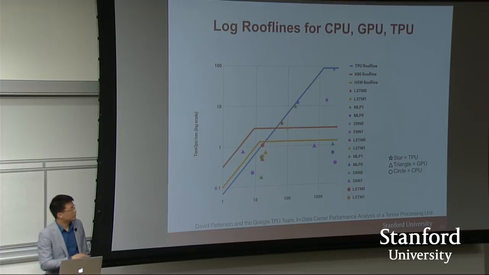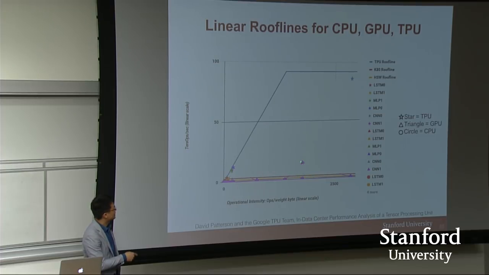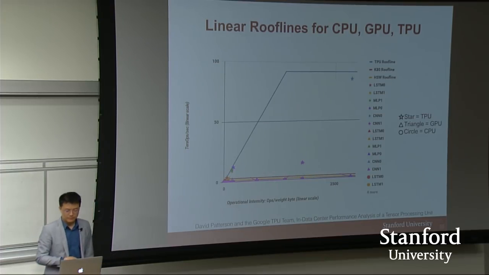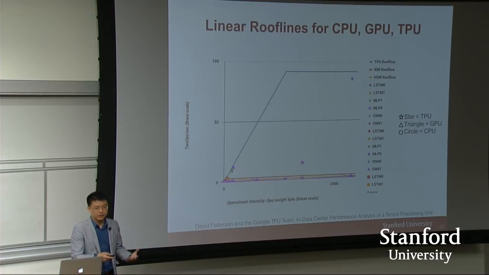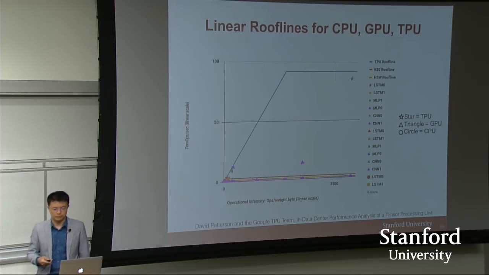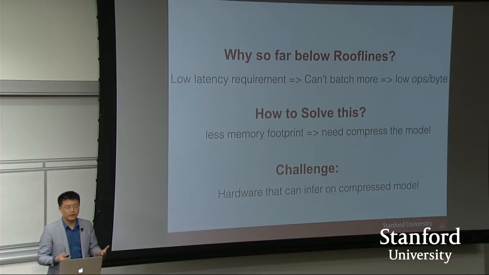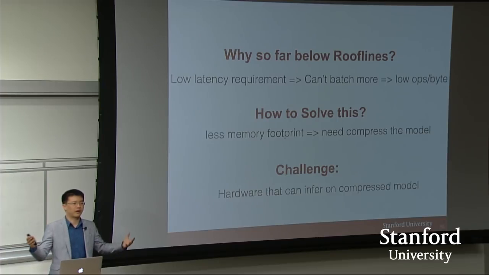But if you're not comfortable with this log scale figure, this is what it looks like in linear scale, the linear roofline. So pretty much everything disappeared except for the TPU results. Although these lines are higher than the CPU and GPU, they are still way below the theoretical peak bandwidth, peak floating point, and peak operations per second. As I mentioned before, it is really bottlenecked by the low latency requirement, so you can't have a large batch size. That's why you have low operations per byte.